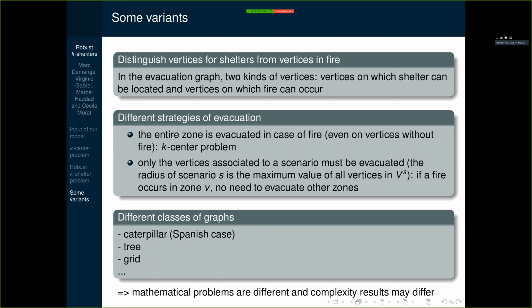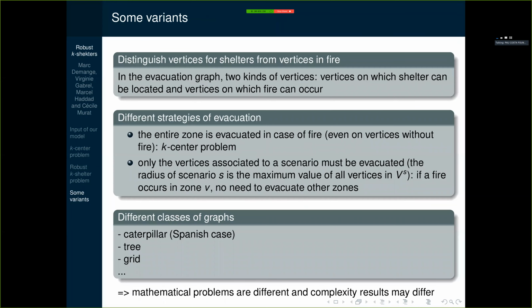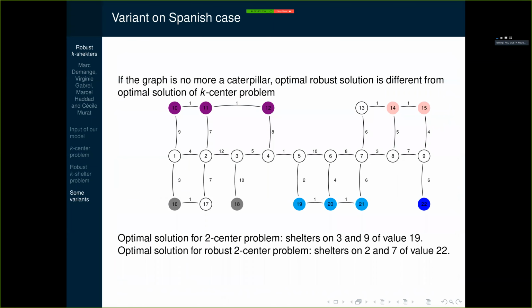Each time we choose a strategy for evacuation, a type of graph, and whether we distinguish vertices for shelters from vertices in fire, we have a new problem, which is more or less difficult to solve. For example, in your case, if we add some vertices in between, if we can go from vertex 10 to 11.